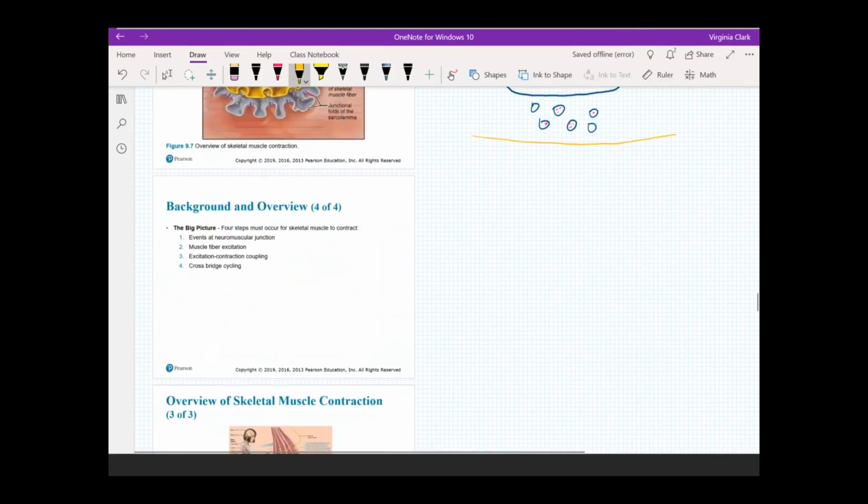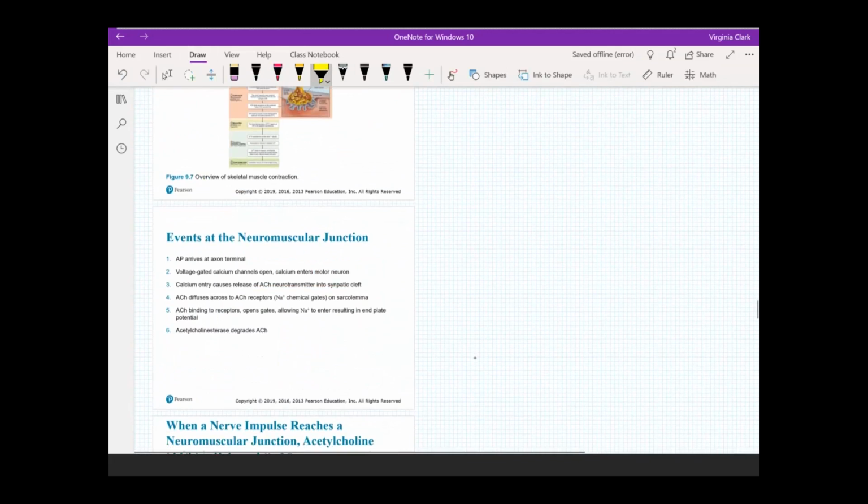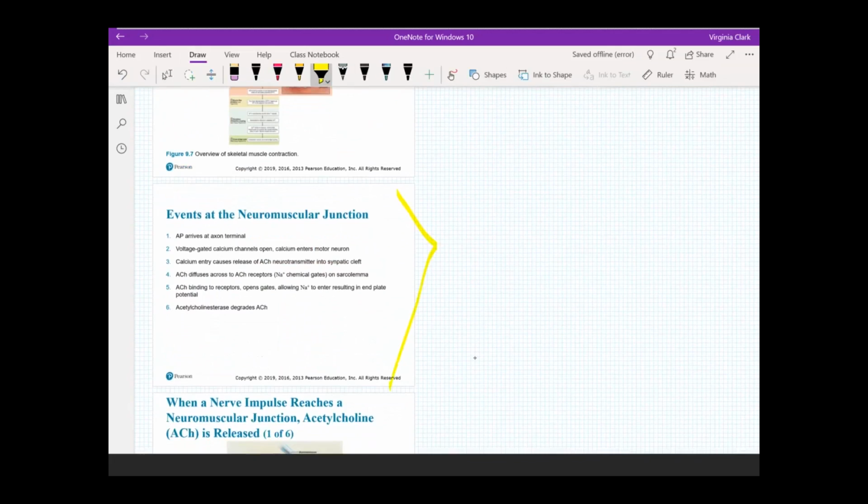So how that actually works, here is our 4-step process. I like to describe it up front. Okay, with this 4-step process, we've talked about the neuromuscular junction. Now let's see how that works. So the events at the neuromuscular junction are Phase 1, Part A. The events at the neuromuscular junction.